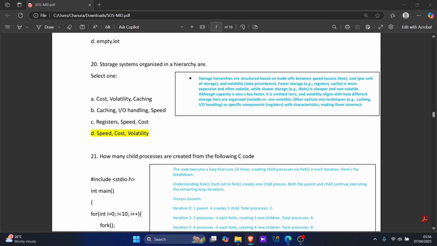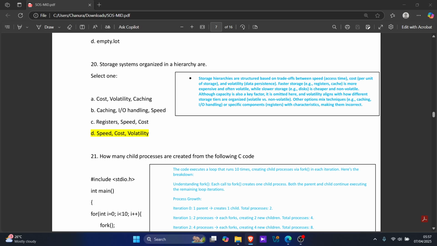Okay, let me try to work through this question. The question is about storage systems organized in a hierarchy and which of the options correctly represents aspects of that hierarchy. The options are A through D. First, I need to recall what a storage hierarchy typically looks like. From what I remember, the storage hierarchy in computer systems is structured based on factors like speed, cost, and volatility.